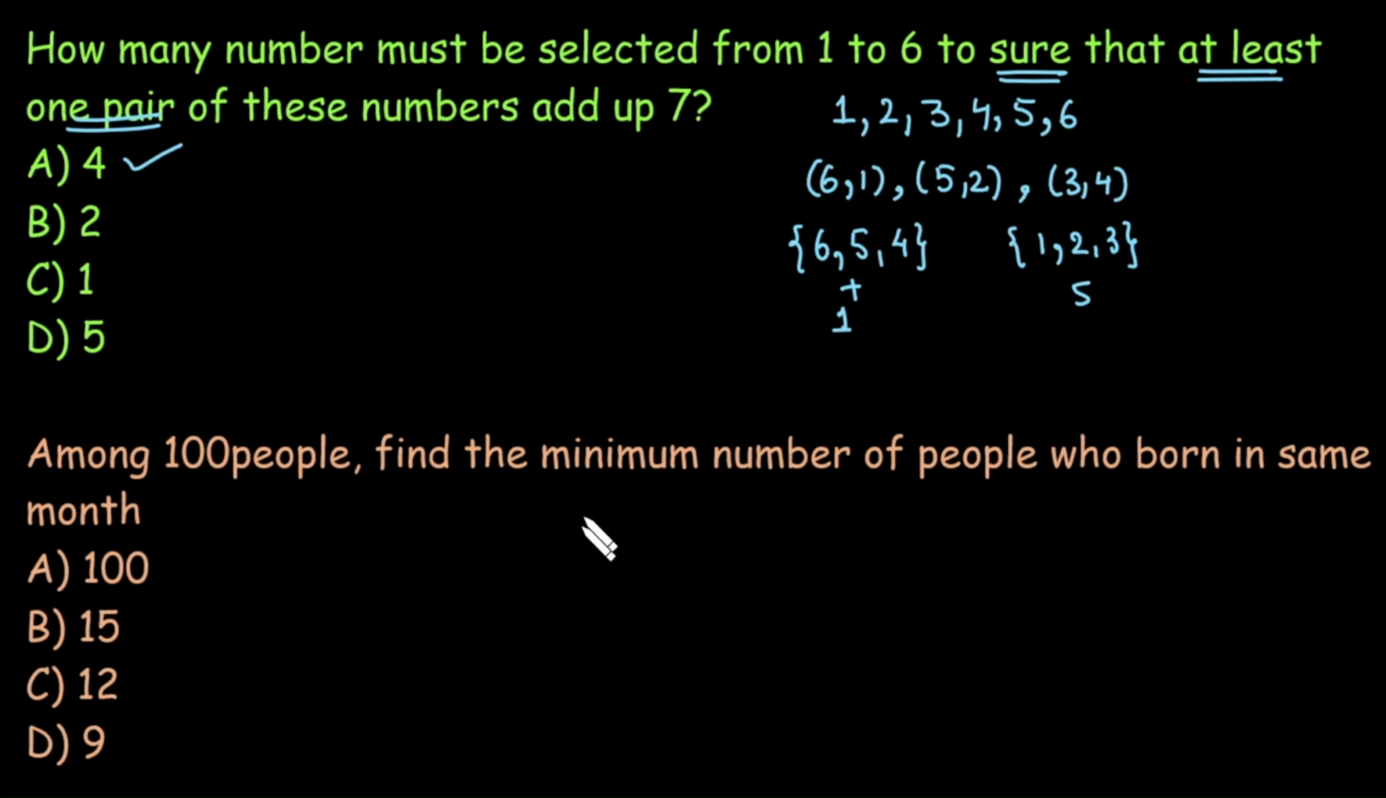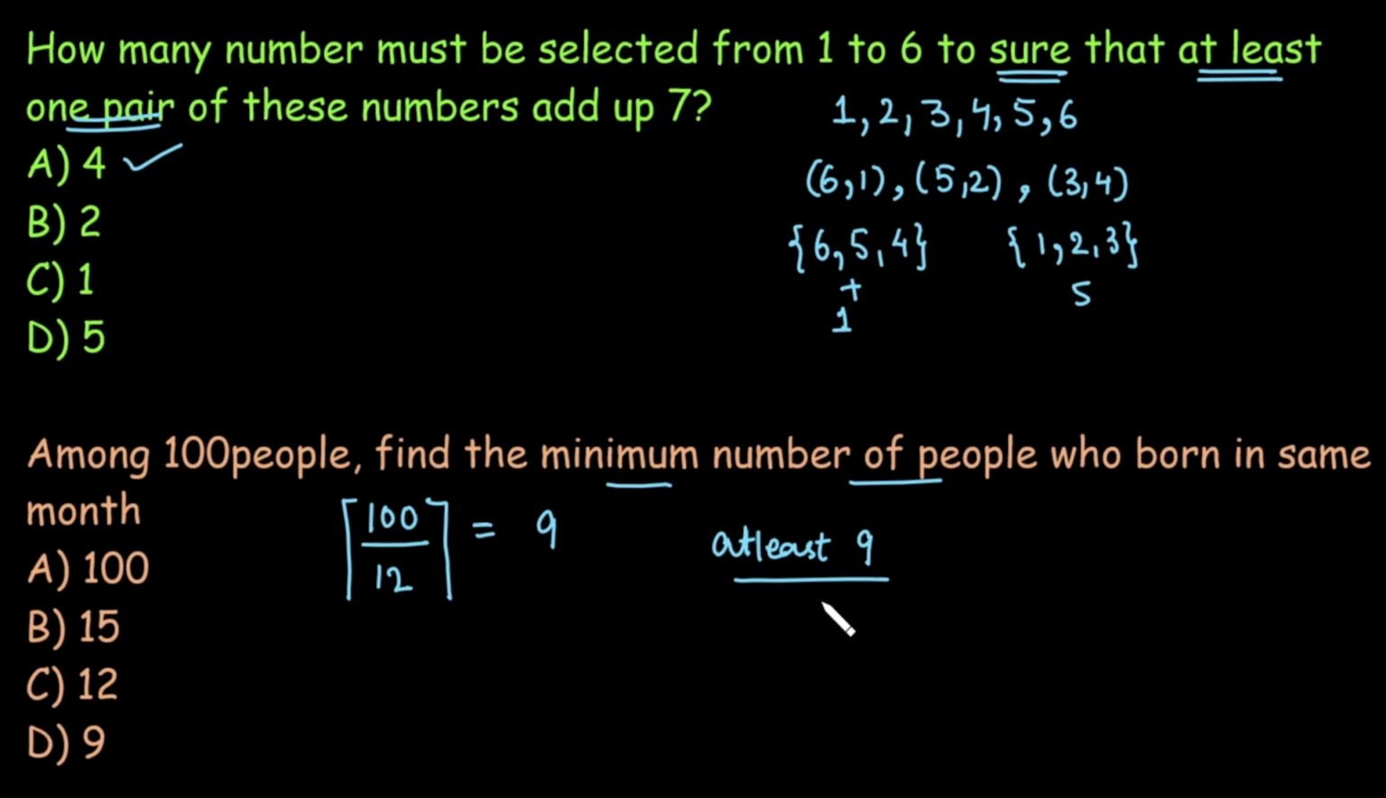We have another question. Among 100 people, find the minimum number of people who were born in the same month. Now we have 100 people. Total number of months is 12. Here we need to give the surety of the minimum number of people who were born in the same month. So we can apply the concept of the generalized pigeonhole principle. 100 by 12, take its ceiling, that is 8 point something, that is equal to 9. It means at least 9 from 100 were born in the same month. So the answer in this case is option D.